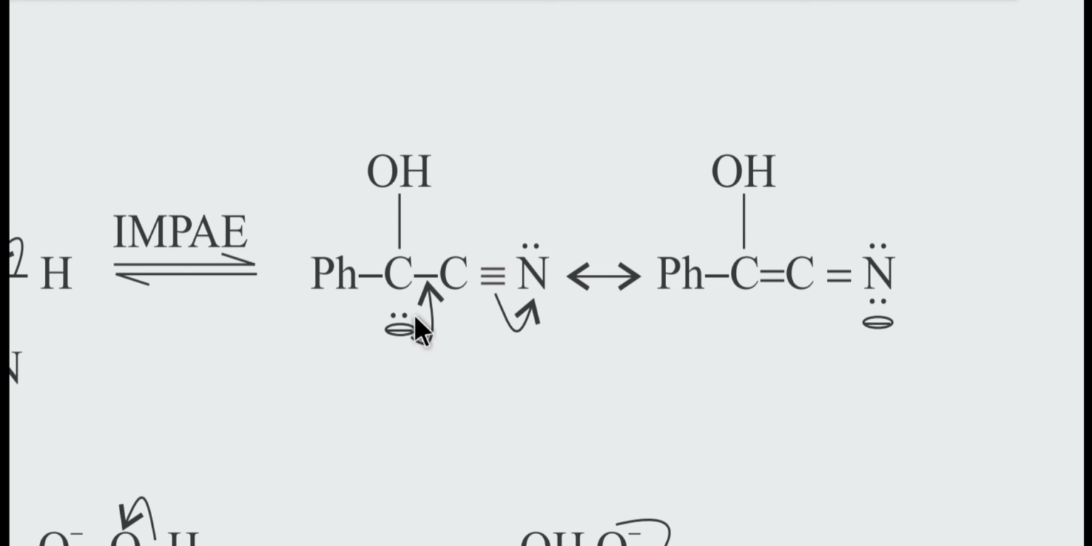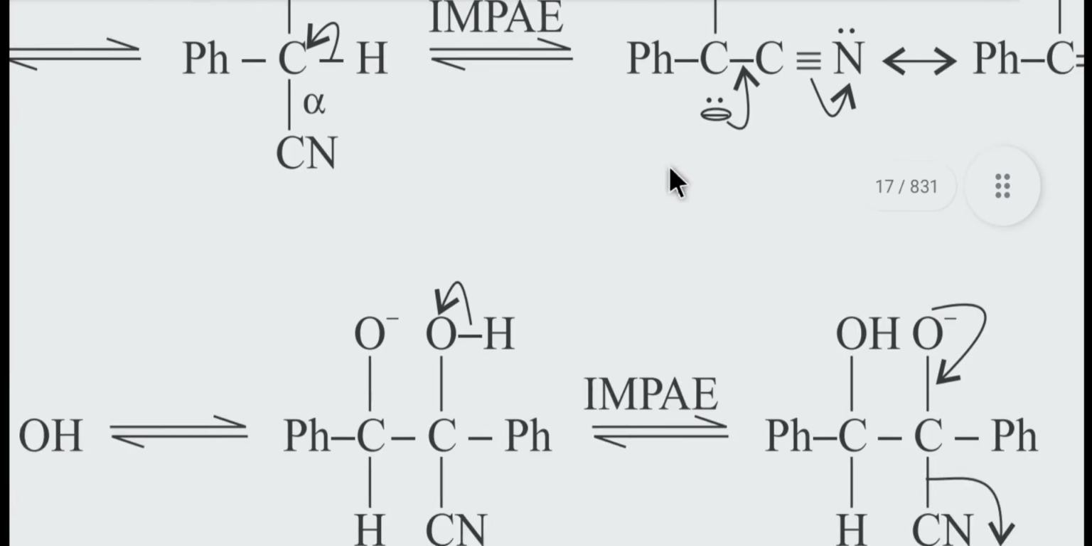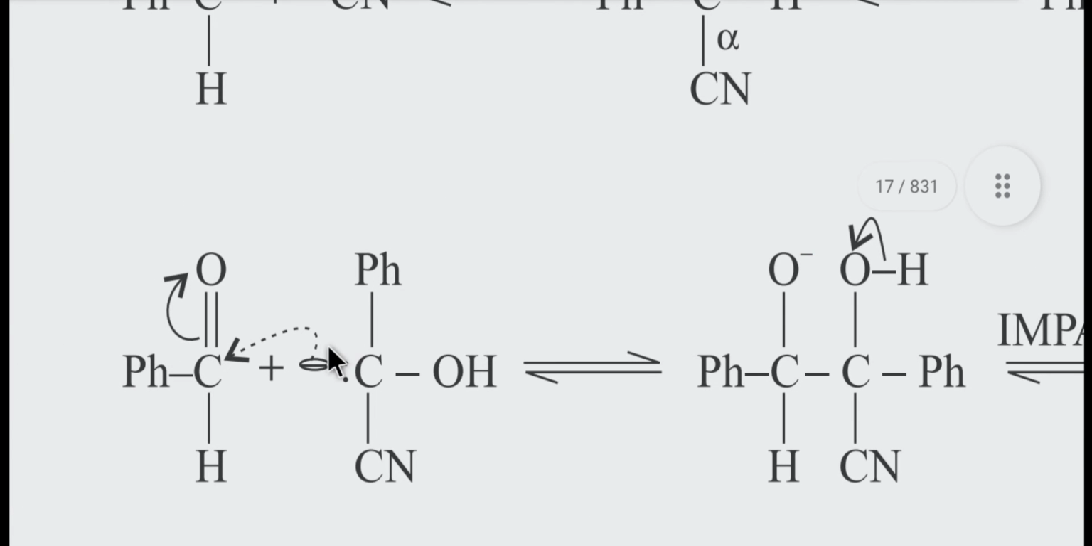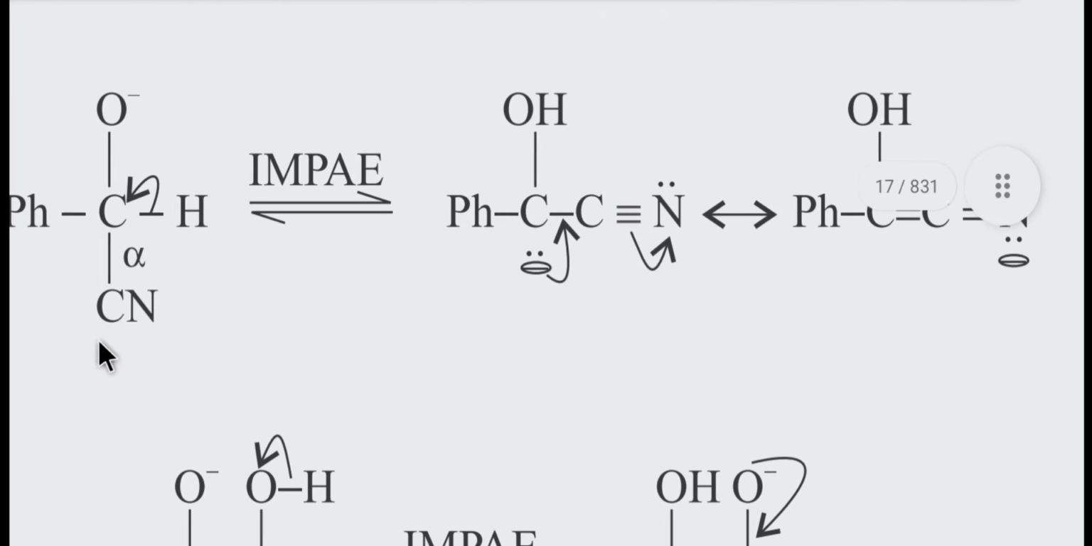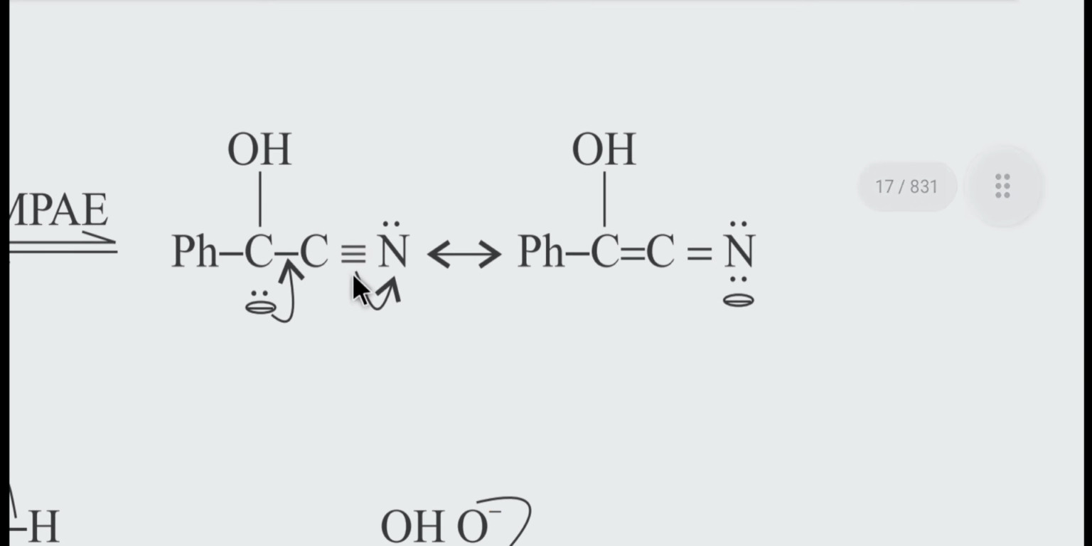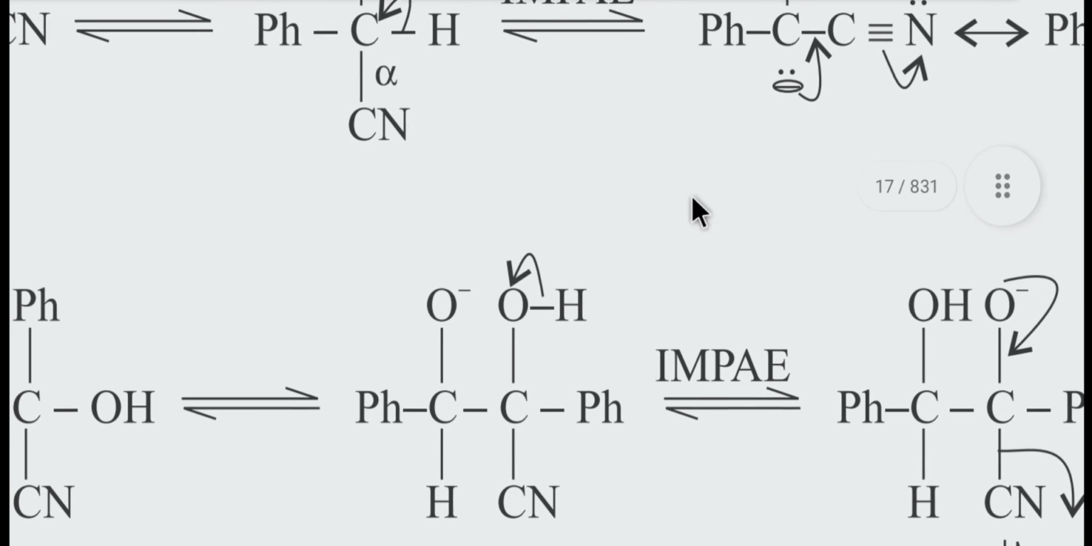But in this case, this compound will proceed further and take part in the reaction. So it will be like this. That is the compound that was produced in the previous steps. That is CN, C triple bond N, carbon has a negative charge, with a hydroxyl group attached and a phenyl group attached, like that. So they are the same things.